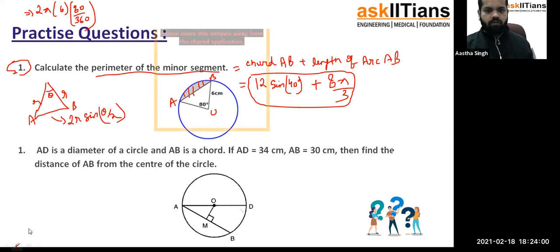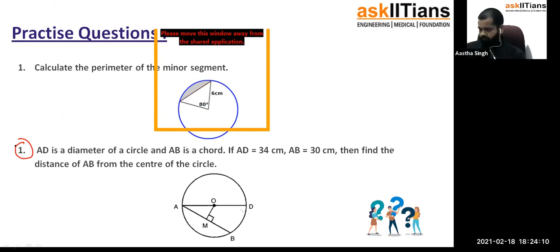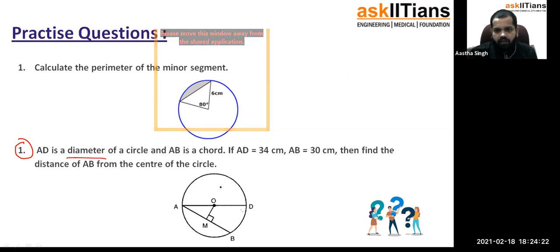Okay, so we'll just try to solve your next question. Try solving your next question, guys. In the question, AD is the diameter of the circle and AB is a chord, right? If AD, okay, I think this is the same question. Okay, so AD is 34 centimeter. What will be this radius? Your radius will be equal to 17 centimeter, right?